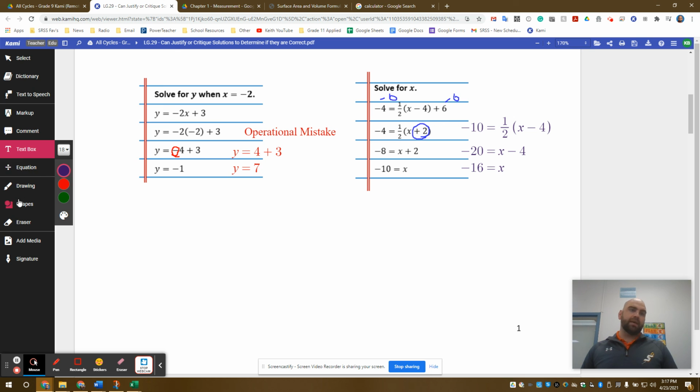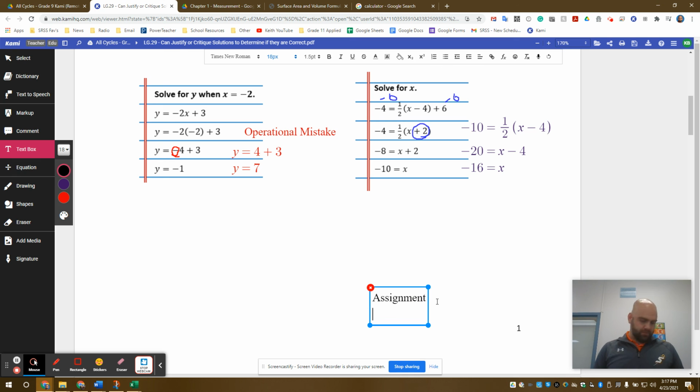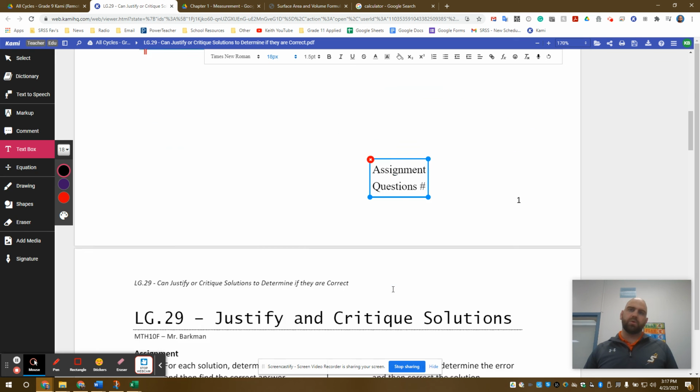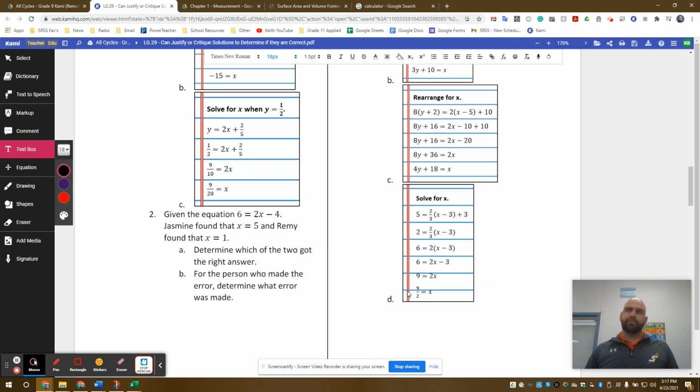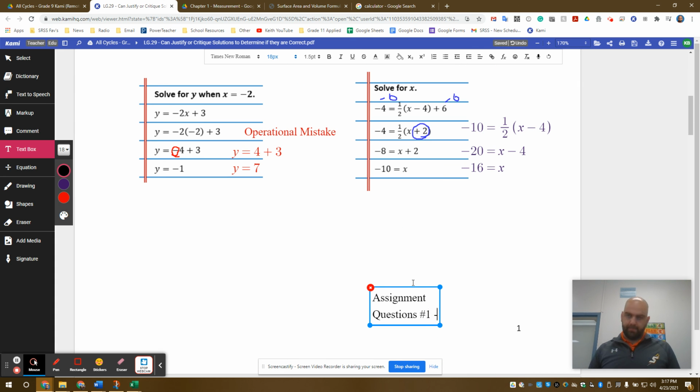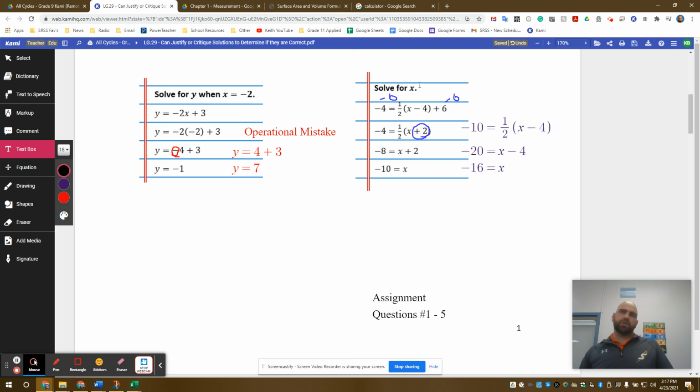All right, your assignment for today, or in this lesson right here, is questions. Now let me just double check which questions I was going to do. It's going to be the whole assignment. Okay, questions 1 through 5. Now, some of the questions are going to look like this, where you have to find the error and then show me how you're going to do it correctly.